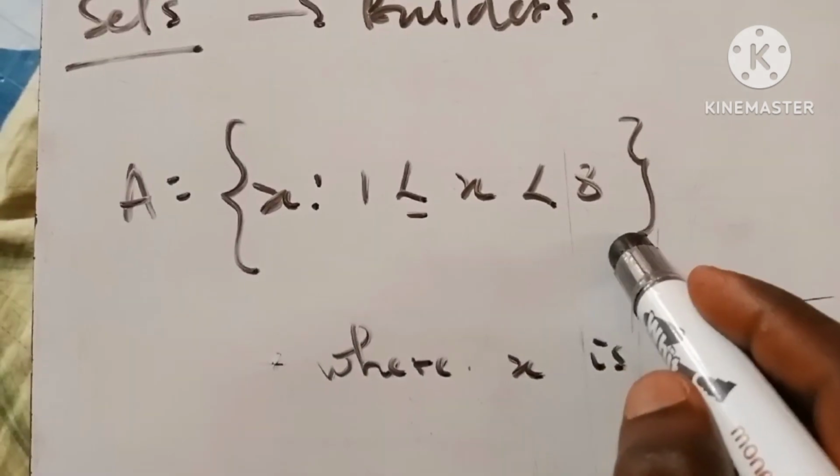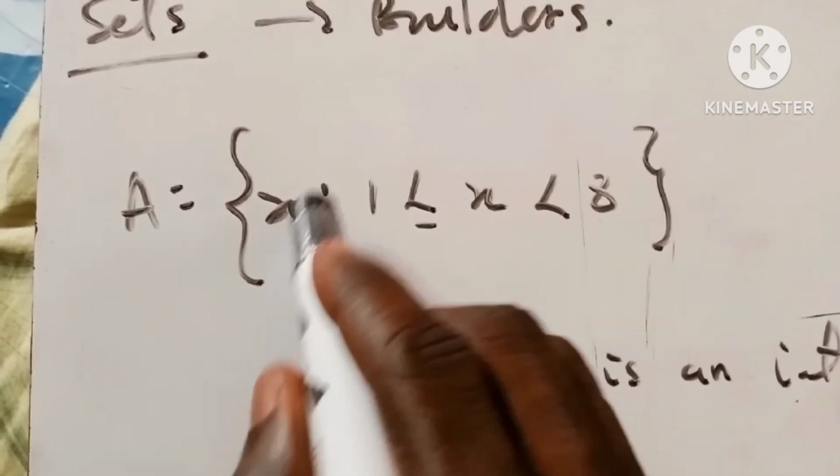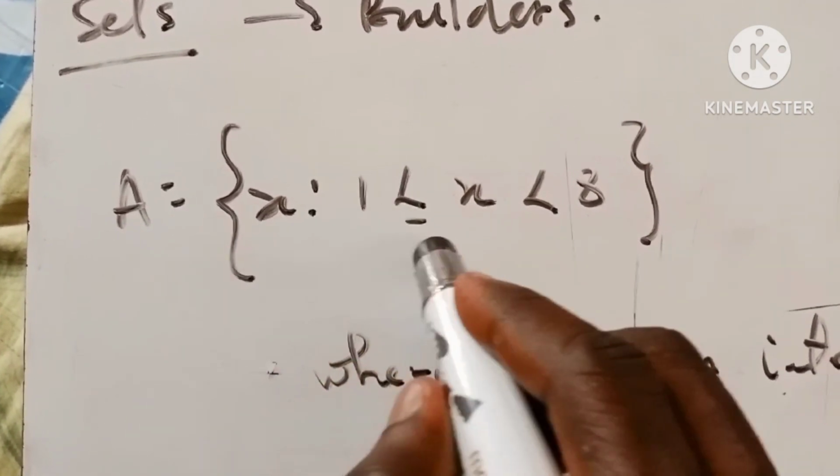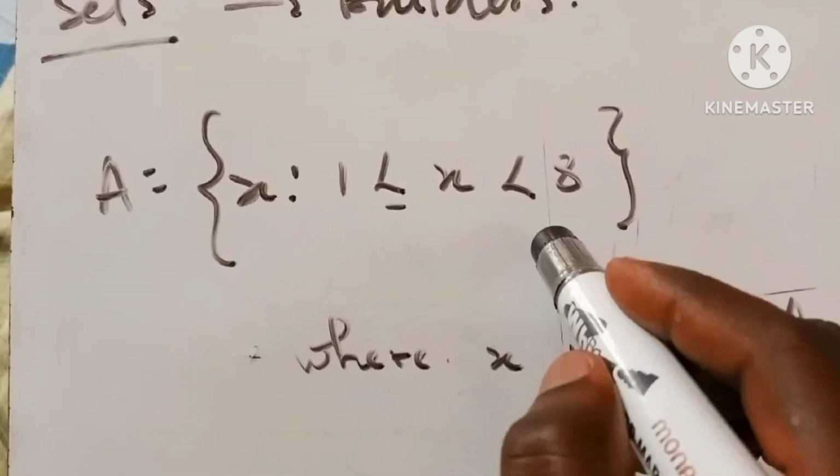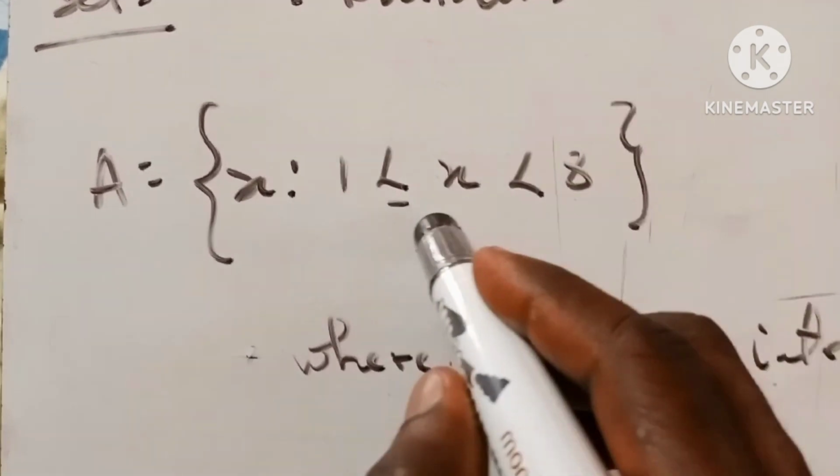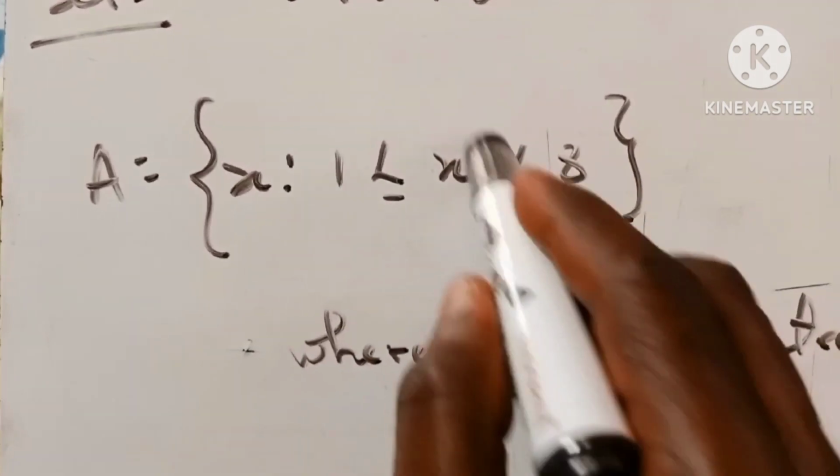Now what is inside here is the most important thing. We have x, such that 1 is less than or equal to x and then x is less than 8. That is what it means. The way I prefer reading these double inequalities is that I always stand out what I'm looking for.